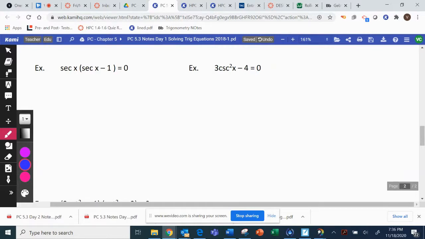Okay, the next thing that we're going to do is secant x, parentheses, secant x minus 1. For this one, we will notice that we have something that is in factored form. We've got 2 separate factors being multiplied. We also have it equal to 0. If it is factored and it's equal to 0, we can solve by setting each separate factor equal to 0.